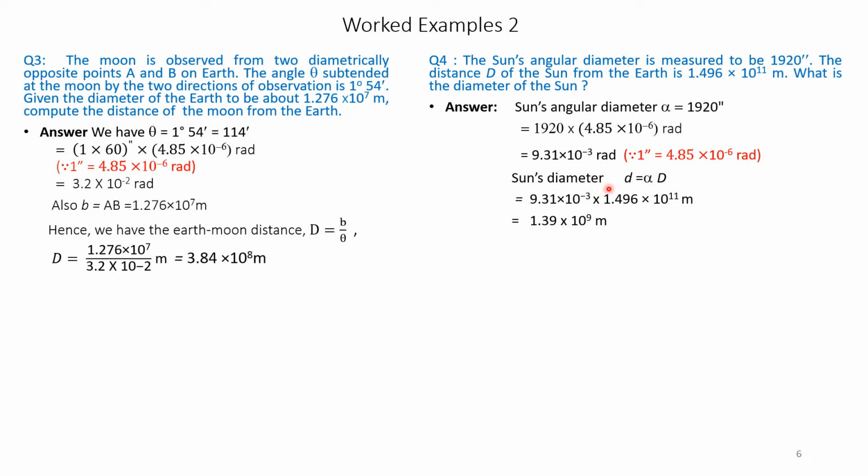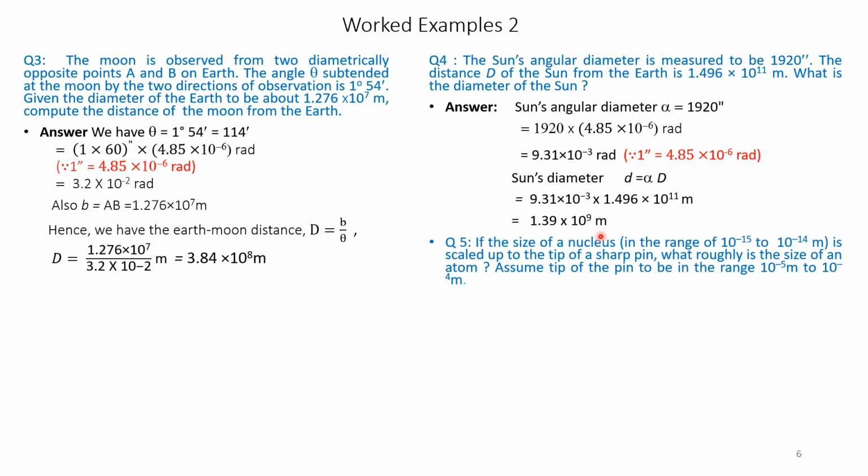The sun's diameter d is equal to alpha into capital D. Small d is equal to alpha times capital D. That is equal to alpha, which we have calculated as 9.31 times 10 to the power of minus 3 radians, into capital D, the distance of the sun from earth, 1.496 times 10 to the power of 11 meters. So the answer is 1.39 times 10 to the power of 9 meters.